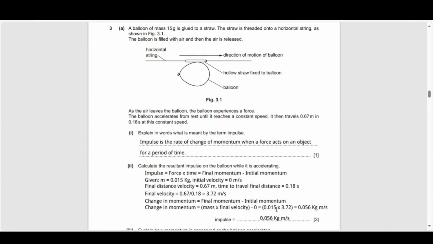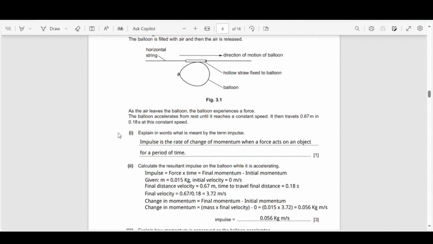A key thing to keep in mind is that they have given you the mass to be 15 grams, so it's important that you convert it to kilograms so that you are working with SI units, which I've already done here. So I've got 0.015 kilograms, which is essentially 15 grams divided by 1,000. So just something to keep in mind so you don't get caught out.